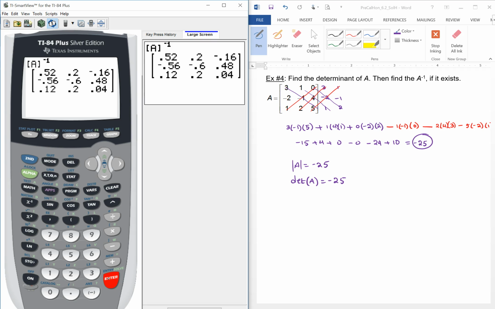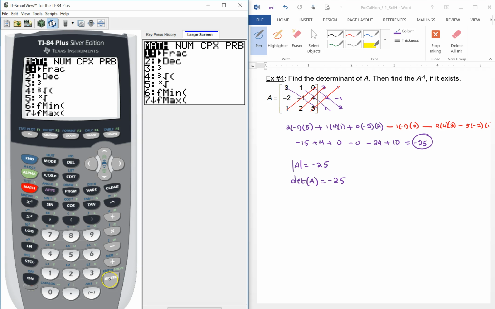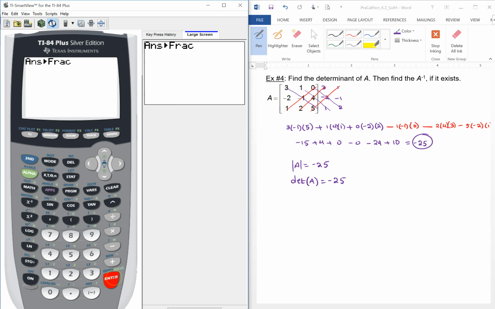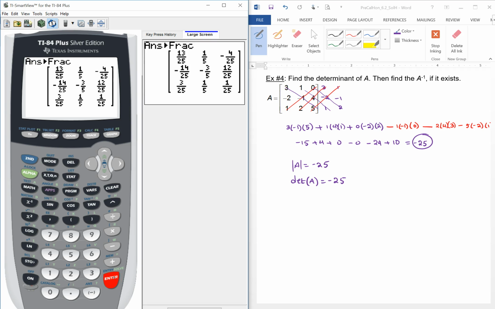However, you will never, ever give me the matrix in decimal form. So press math. The first one says convert to fraction. Enter. That's really cool. That's your inverse. Okay. I will talk about using this on tests later, not right now.